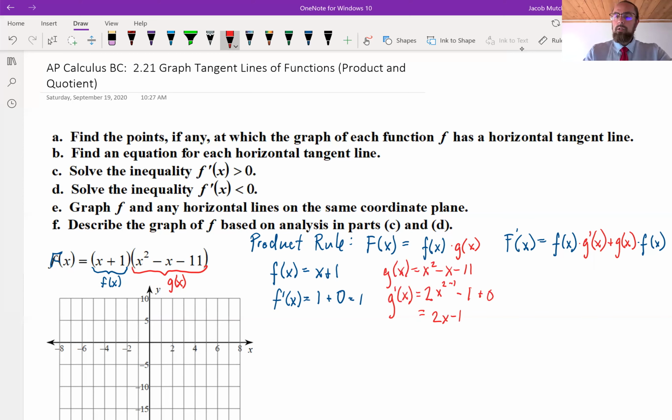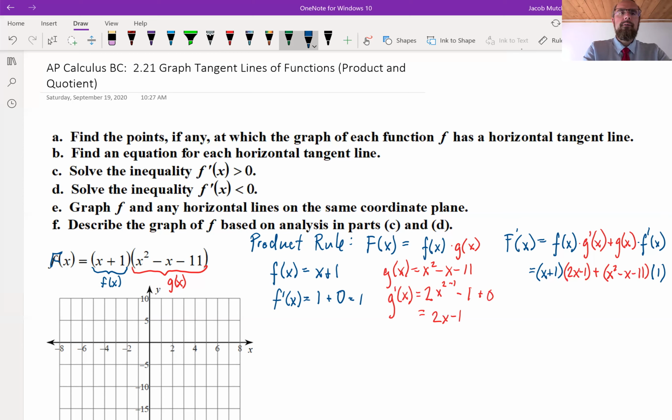So I'm ready to plug into my product rule here. So original function f of x is x plus 1. Derivative of g of x is 2x minus 1. Original function g of x is going to be x squared minus x minus 11. And then the derivative of little f is going to be just 1. So we'll go ahead and FOIL out, and then we need to combine like terms there.